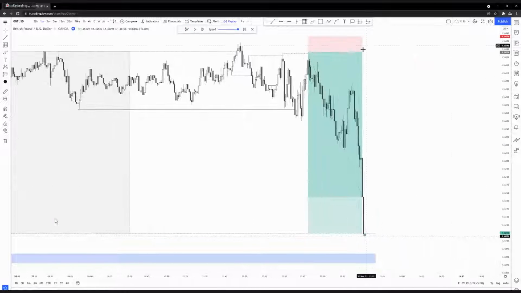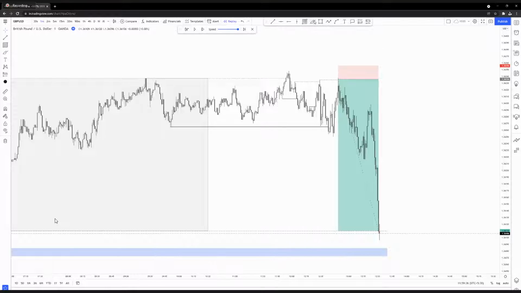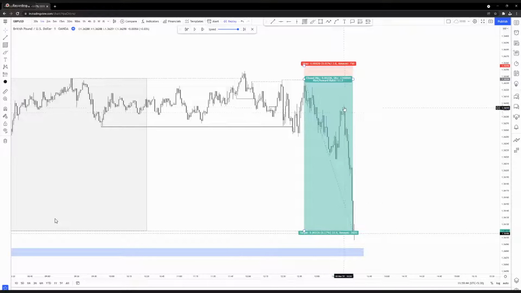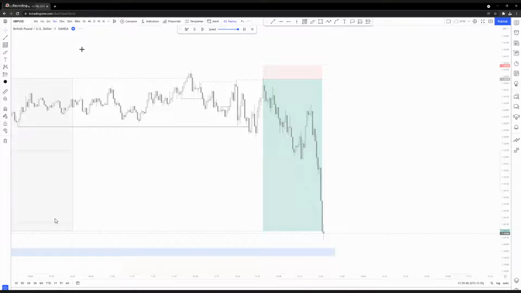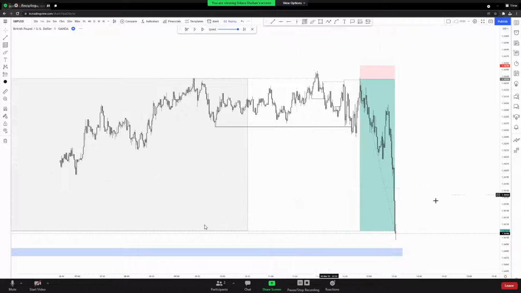Imagine, I told you, right? Fakes run in the opposite direction. The sessions will always open with fake moves. Imagine how many people would have thought that London is going to be bearish. Look at the drop. And what have we been taught? Do not catch a falling knife, right? Who would want to buy this thing with this huge momentum? But we don't fear that because we know these are inducements.